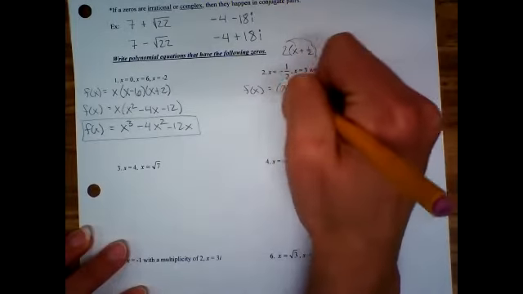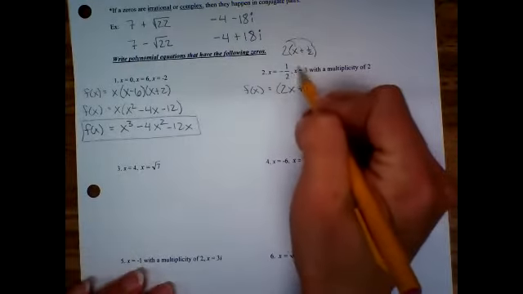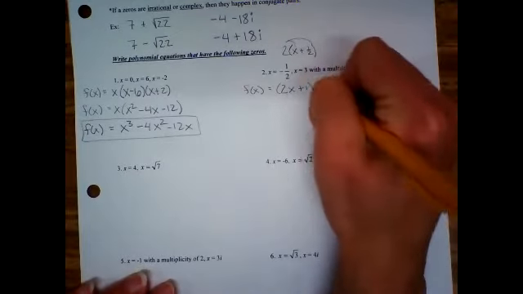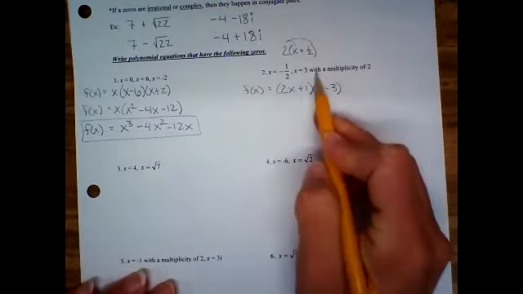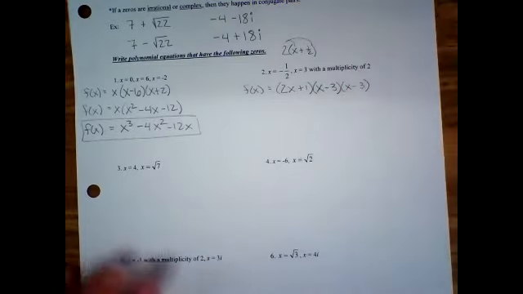Yeah, good, 2x plus 1. So if you have a fraction, clear out the fraction first. All right, and then what would be your factor for 3? X equals 3. X minus 3. Now it says that one has a multiplicity of 2. That means it's a twin, and so you're going to write it twice.